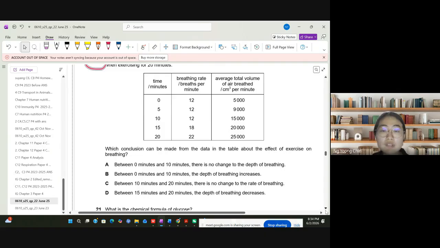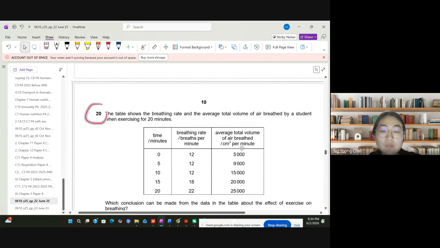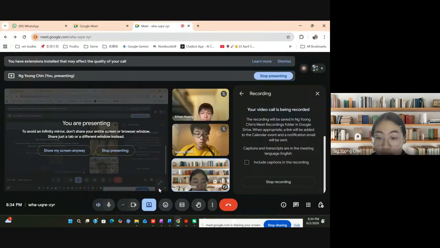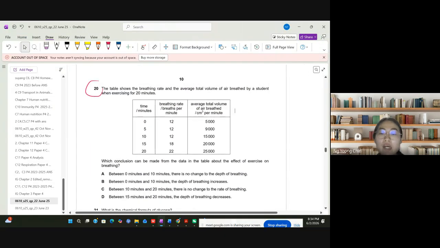So what's the answer for this question? You can see my screen now, right? I'm showing the objective paper too. Can you see? Okay, you are there. So what's the answer for this number 20? Have a try.